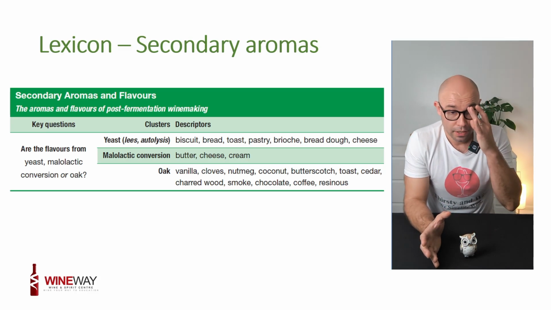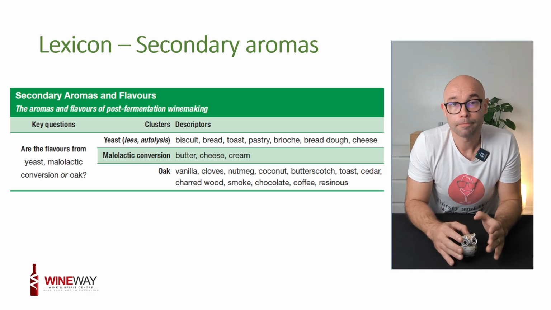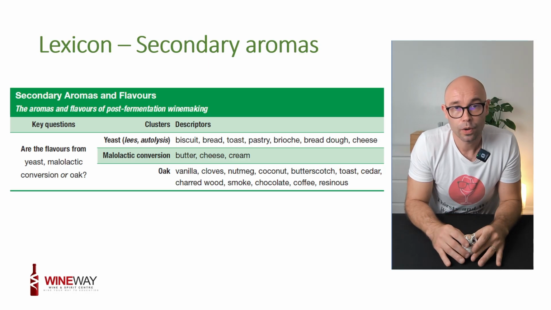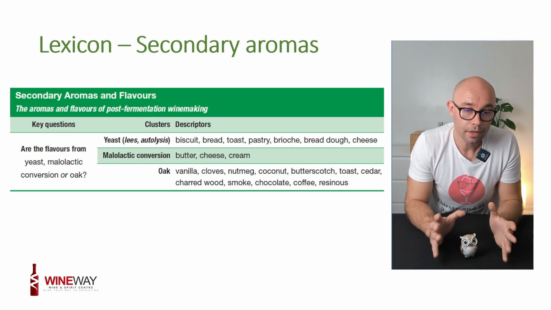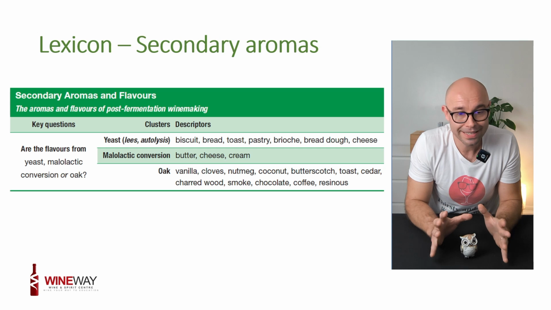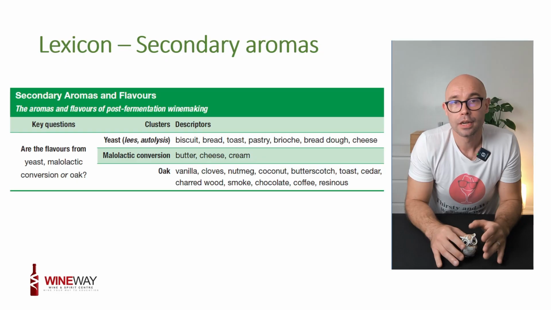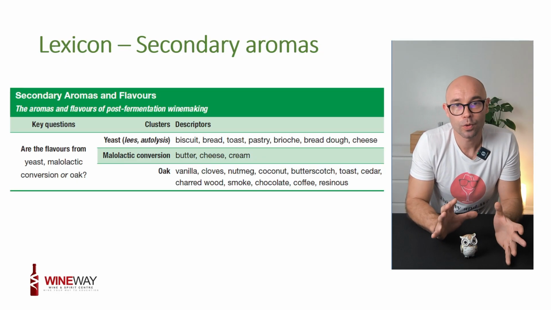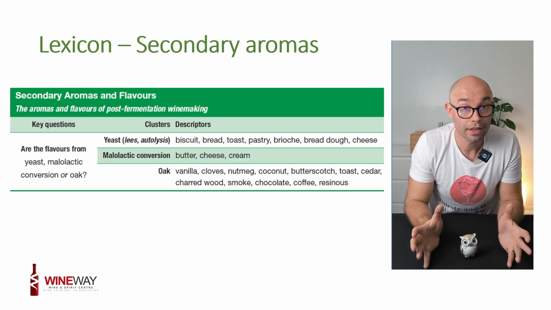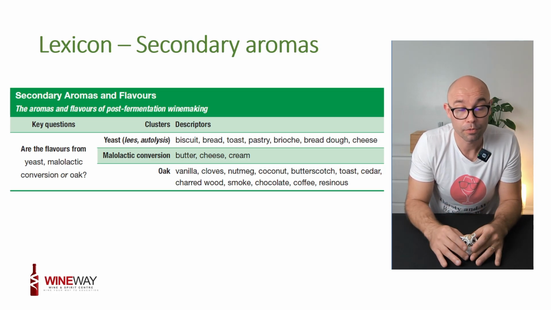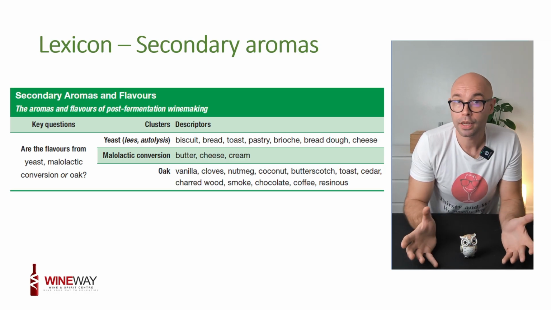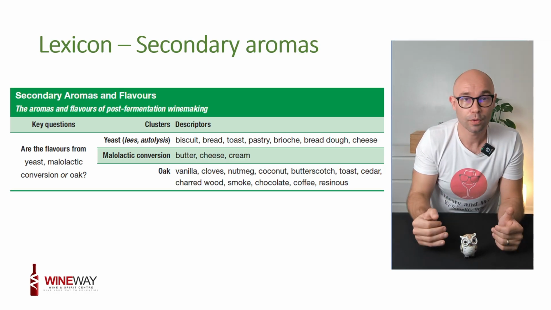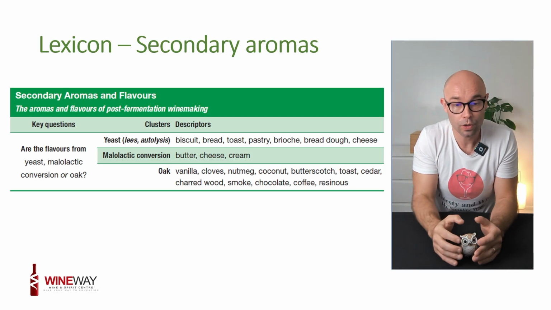Of course, you're going to be learning about different types of oak and the different ways that oak is made. More sweet aromas like vanilla and coconut are used for American oak, which gives more sweet spice, where toast and cedar are more used for a restrained style of oak, which comes from Europe. Charred wood would be a description for a wine that was aged in heavily toasted oak.